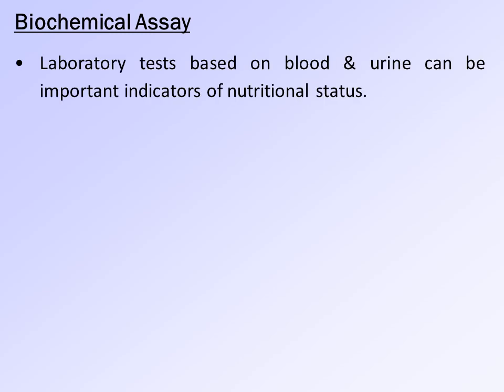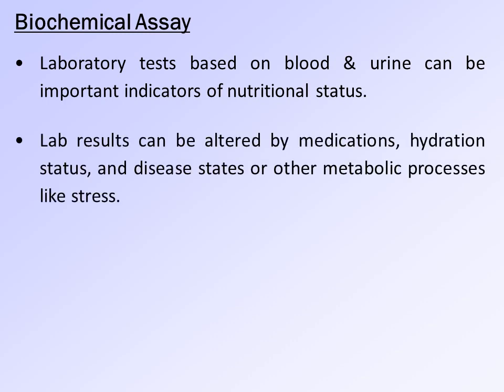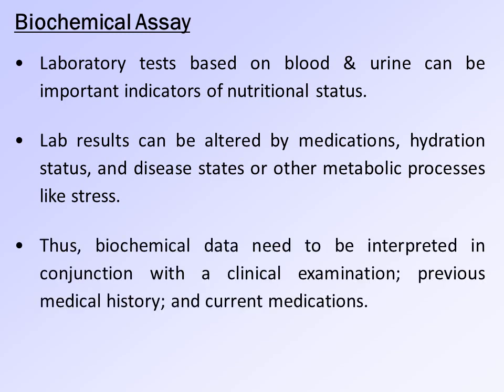The second direct method for the assessment is the biochemical assay. Laboratory tests based on the blood and the urine can be important indicators of nutritional status. Lab results can be altered by medications, hydration status, and disease status, or other metabolic processes like stress. Thus, biochemical data need to be interpreted in conjunction with a clinical examination, previous medical history, and the current medications.